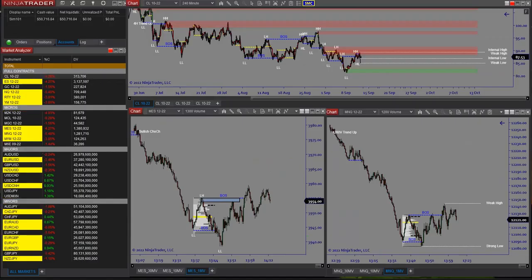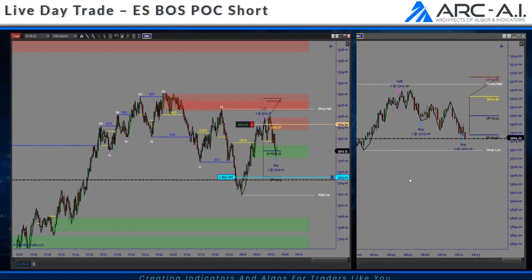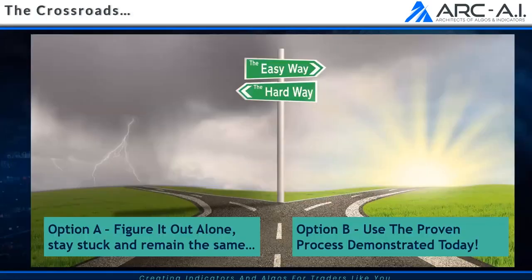So let's go in here. The reality is, I don't know where you're at. I don't know what your trading results are. Everybody has their own reality. Everybody's in a different ball game, but we're all here to achieve the same goal, right?